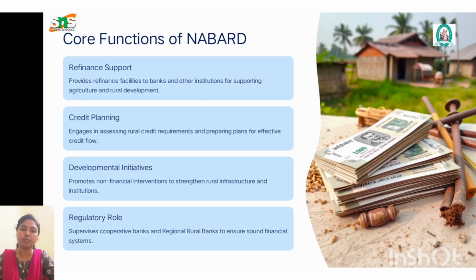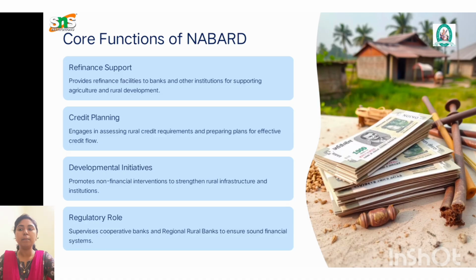What are the core functions of NABARD? Refinance support, credit planning, developmental initiatives, and regulatory roles. These are the four major core functions. What is the first function, refinance support? It provides refinance facilities to banks and other institutions for supporting agricultural and rural development. And also credit planning, which means it engages in assessing rural credit requirements and preparing plans for effective credit flows.